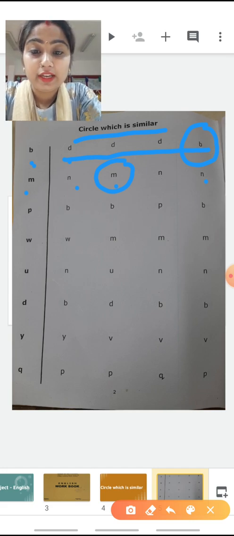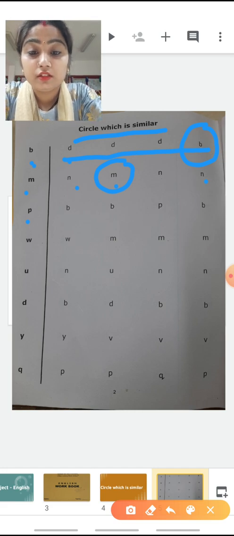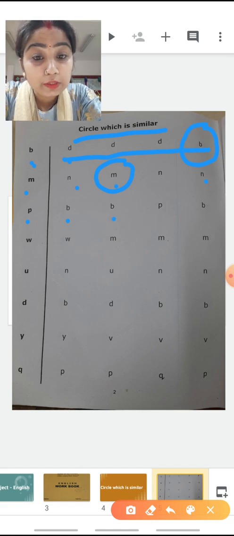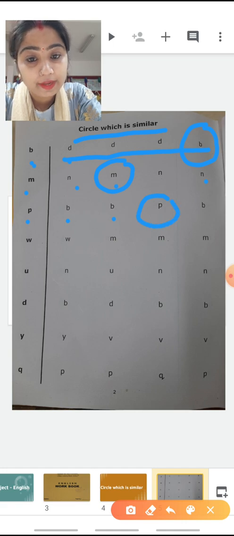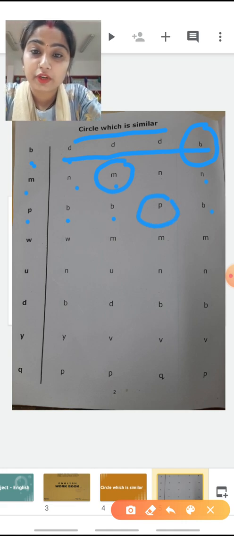Now the next letter is P. Now see here. Is B similar to P? No. Is B similar to P? No. Is P similar to P? Yes. So we have circled P. And last it is given B. So it is not similar, so we are not going to circle it.